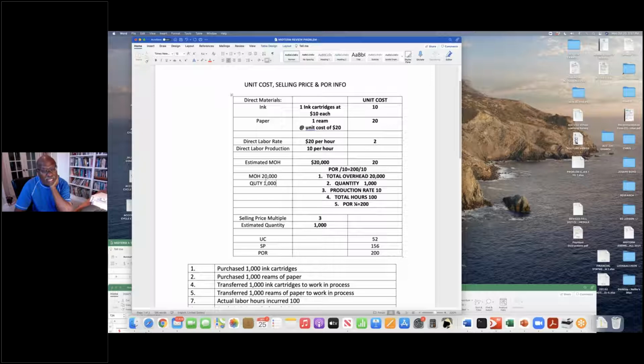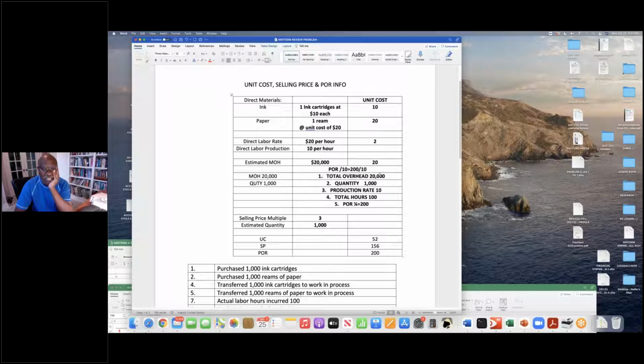Okay, so there's a simple way, and the way we got to use it, we eventually got to get a POR. But a simple way to check yourself all the time: you take the total MOH and divide it by the quantity, and that'll give you 20. But because we're in college, we have to do a little bit more.